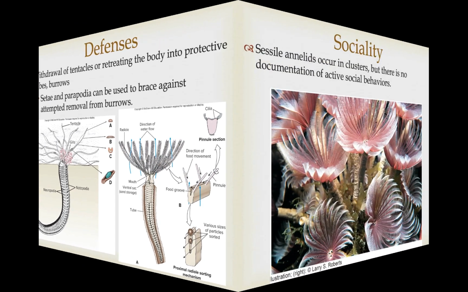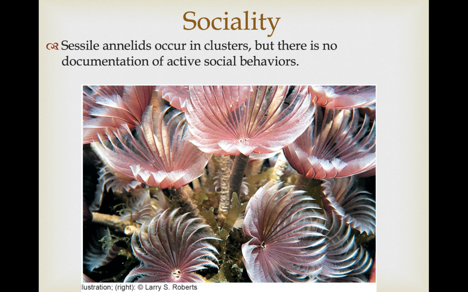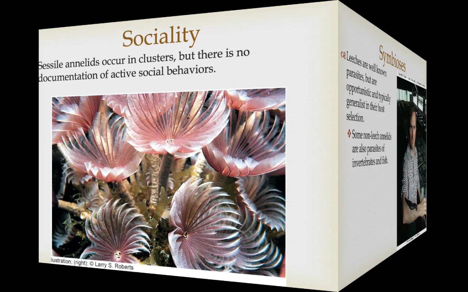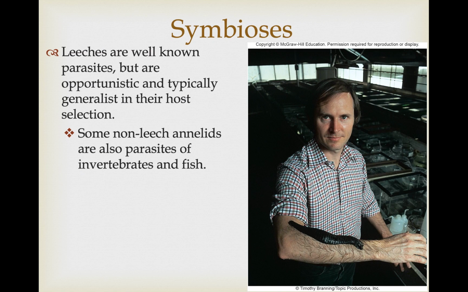There really isn't any true sociality in annelids. You can find them in clusters sometimes, like we see in these tube worms here, but no real true social behavior. As I mentioned, leeches are well known for being blood-sucking parasites. And so this is a form of symbiosis, a parasitic form, but they're not really very specific. They tend to be very generalist, attaching to any warm-blooded organism, or not even warm-blooded organism in some cases, to feed off the blood of that organism.